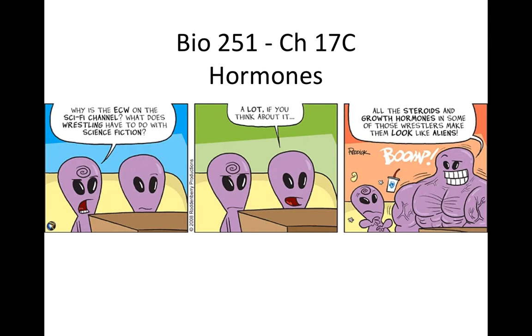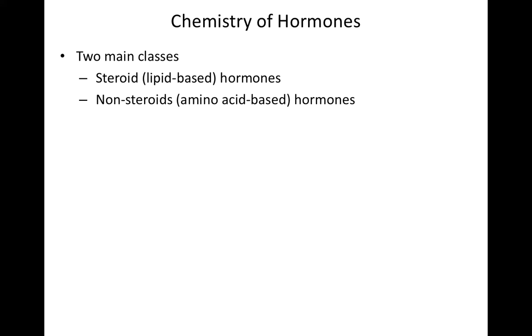Welcome back. We are going to finish up the endocrine system by talking about some of the chemical properties of hormones. So we have two classes of hormones. We have what are called steroid hormones, which are lipid-based, because remember that steroids are one of our types of lipids. And we have non-steroid hormones, which are amino acid-based.